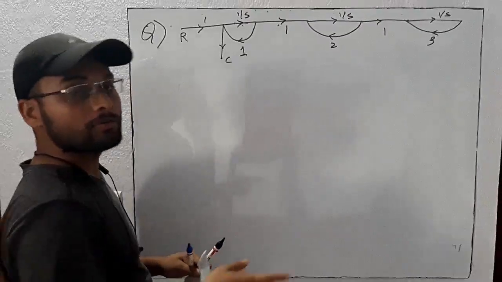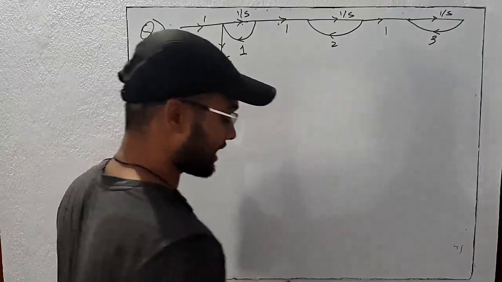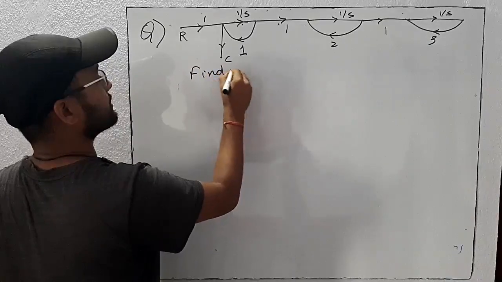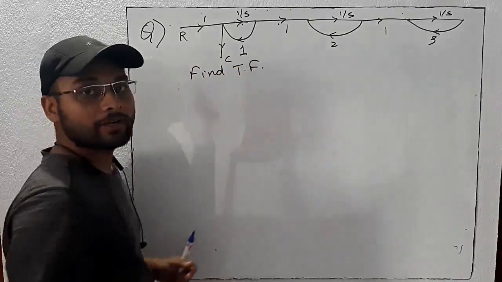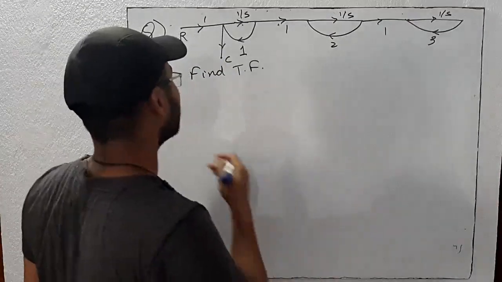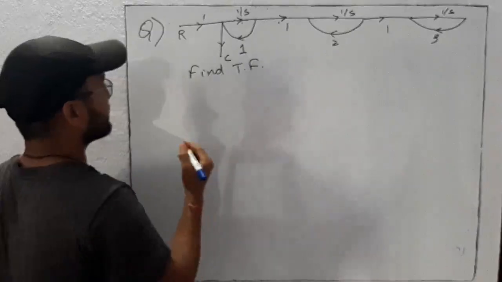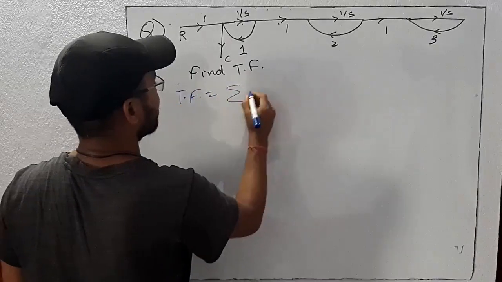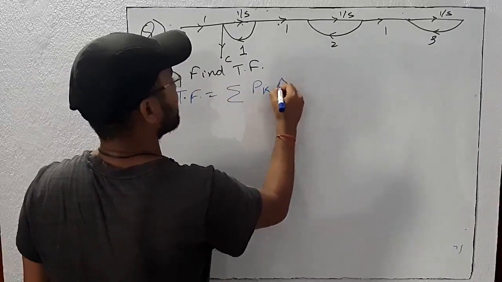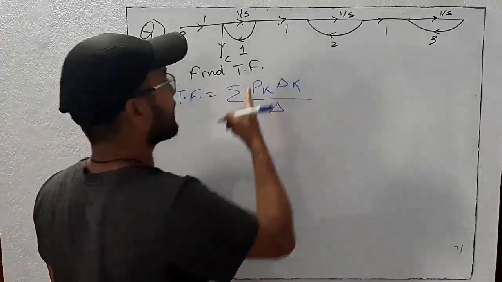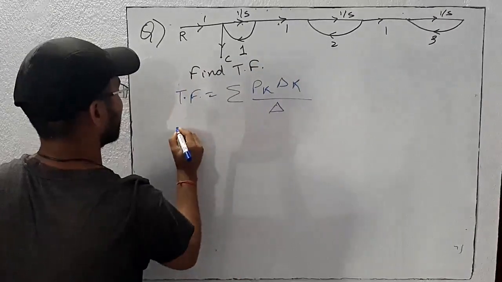So now this is the signal flow graph and they have asked the question to find the transfer function. You can also find it while I am solving on the board and you can match your answer. No need to waste time again and again. So what is the transfer function formula? Pk del k by delta. So first of all we will find delta for this signal flow graph.